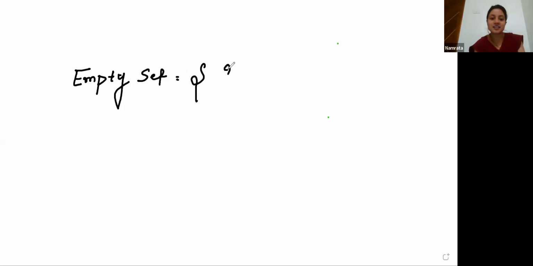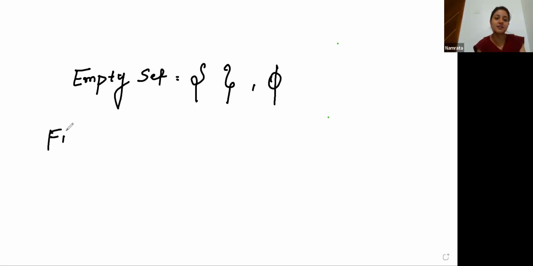We have discussed till empty set. And we have also discussed that we can represent this empty set like this: there is no element inside the bracket, or we can also write it as phi. Okay. Today we will be discussing finite and infinite sets.